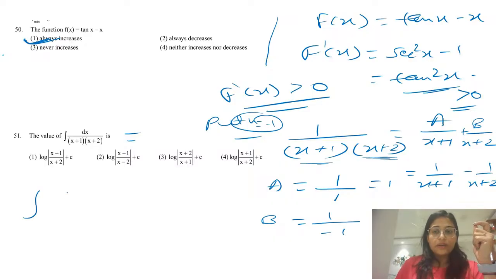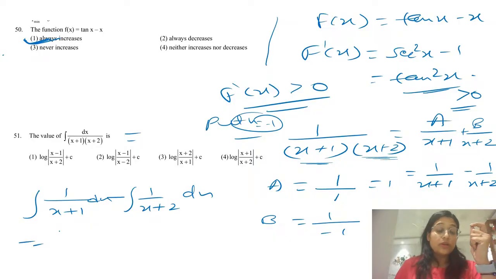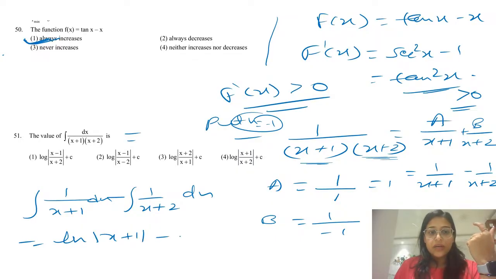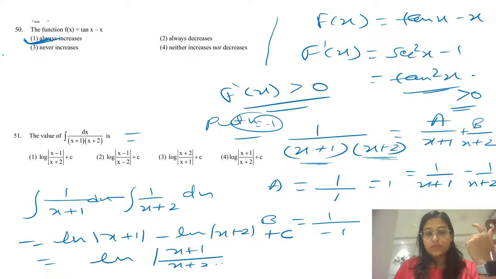So I can further write this as the integral of 1 by (x plus 1) minus 1 by (x plus 2) dx. We know the integration of 1 by x is ln x. So it will be log to the base e of mod (x plus 1) minus ln of mod (x plus 2) plus c. We can further write this as ln of (x plus 1) by (x plus 2) plus c. So which option is the correct answer here?